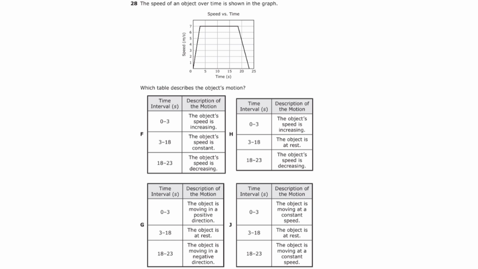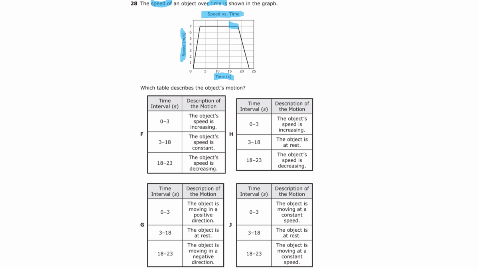So let's go ahead and try this. The speed of an object over time, so speed and time, is shown in the graph. The first thing we want to do is look at the title, speed versus time, and then the y-axis shows speed, and the x-axis shows time. Okay, what did we just say?